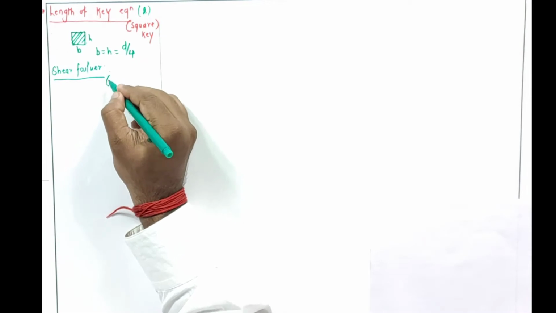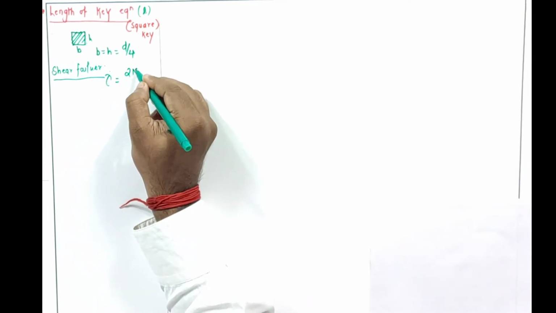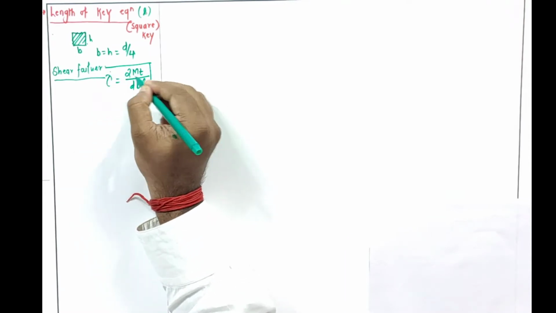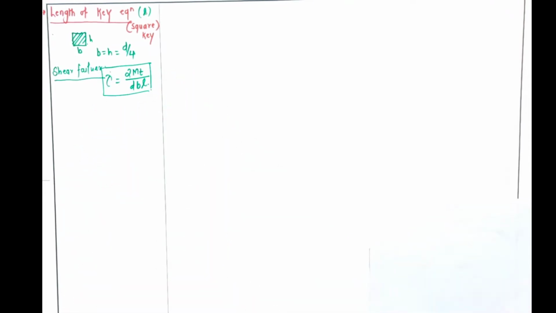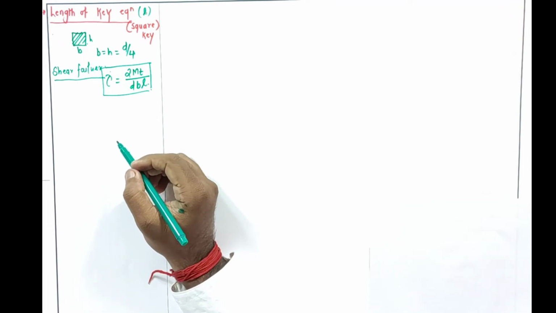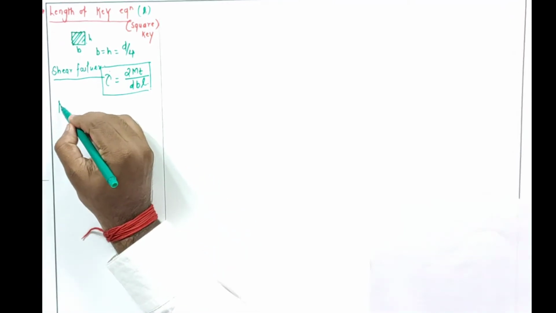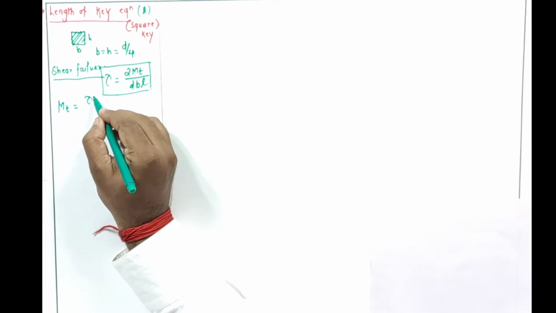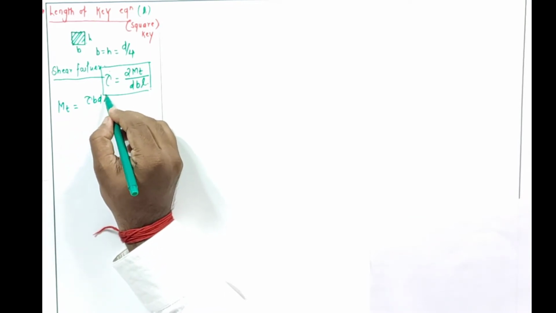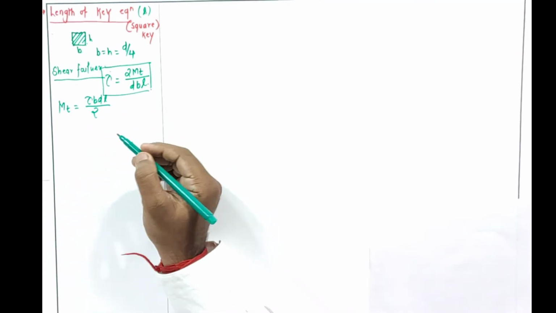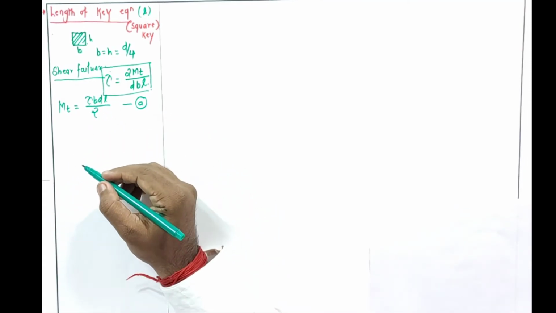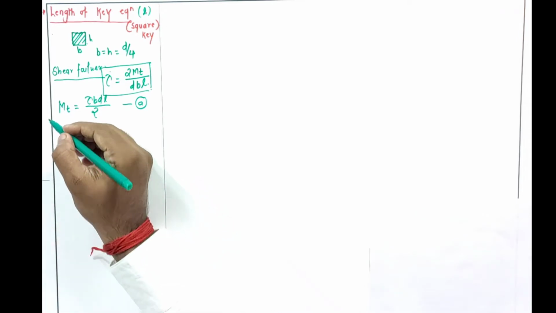I know tau is equal to 2 Mt by d b l. This equation we have derived, correct? Through which the torque generation occurs: Mt is equal to tau b d l divided by 2, correct? So this is equation 1 for torque in case of the shear failure of the key, the first one.